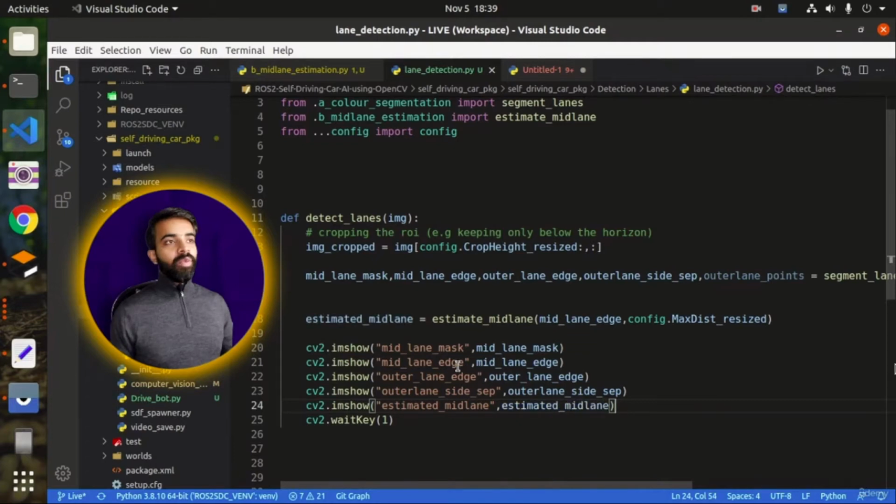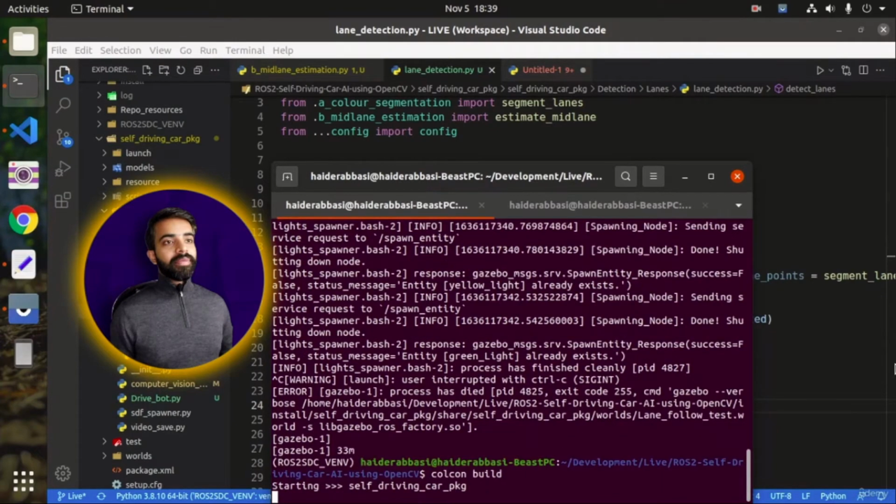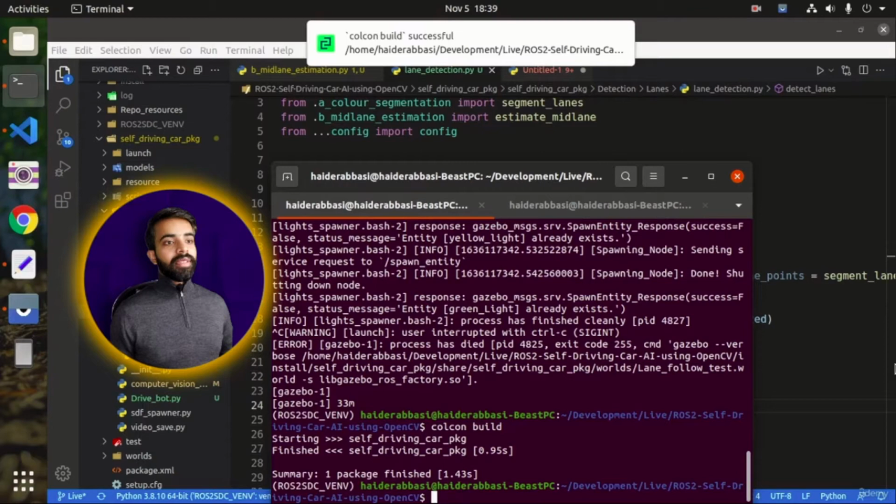And then all we need to do is simply include this particular package inside setup.py. Now once we build this package again, to see whether this has taken effect or not, we run the simulation again, and then run the computer vision node again.